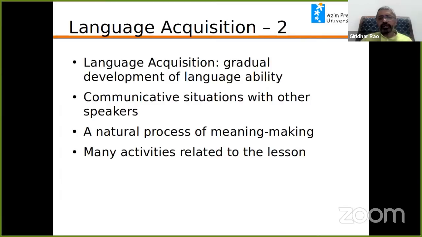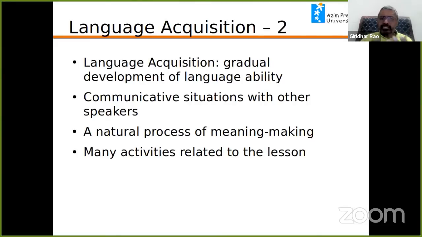Right? So communicative situations with other speakers, and it's a natural process of meaning making. Questions, answers, responses, right? Requests, fulfilling the request or saying that you cannot do it, any number of contexts of give and take, exchange of language.